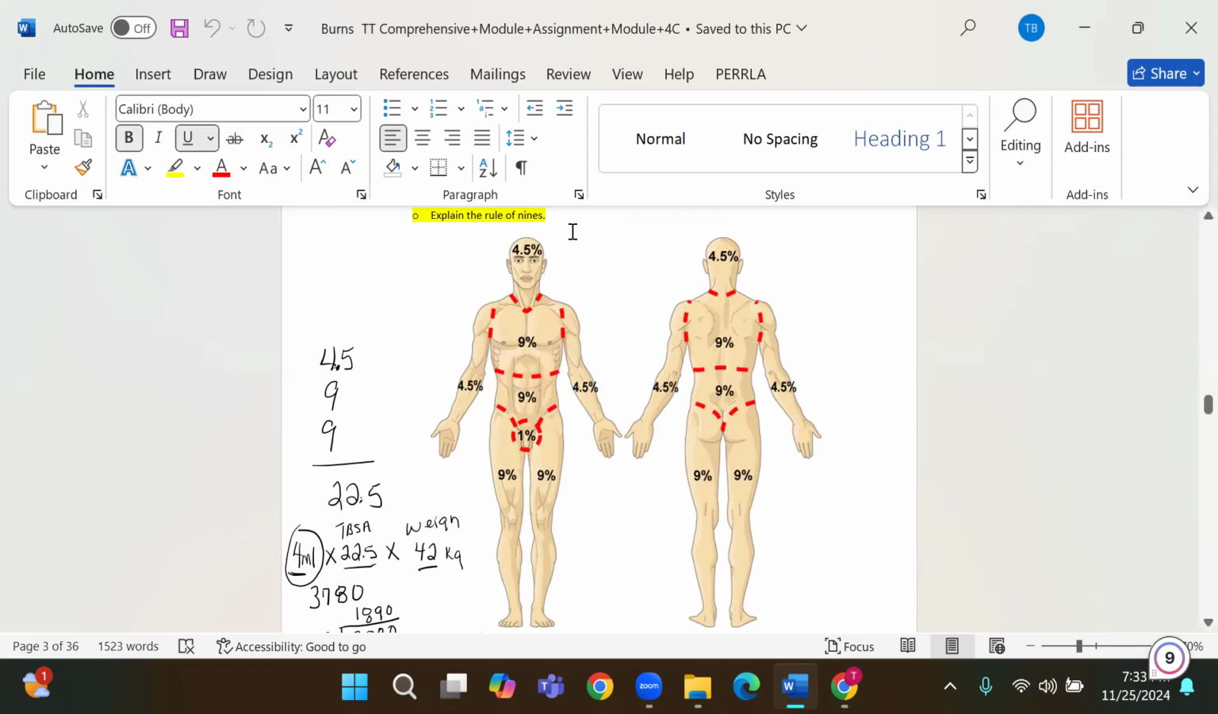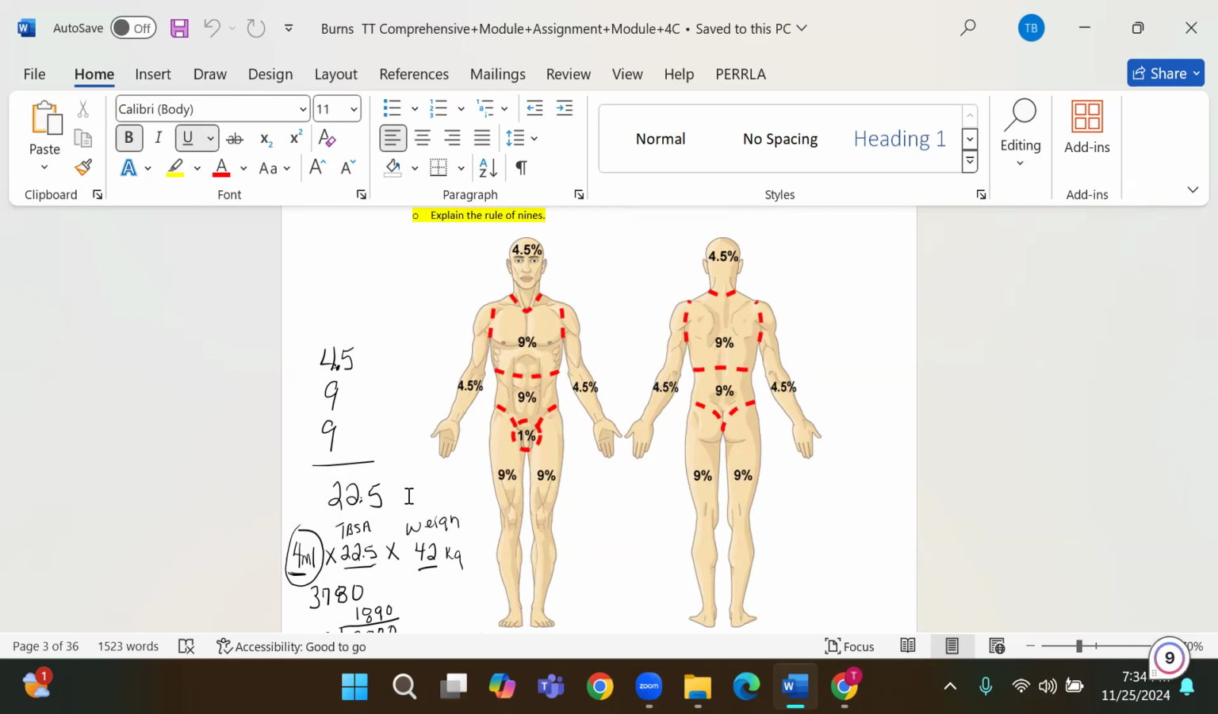So if we said the front of the face was burnt, we would go over here and put 4.5%. And if we said the upper torso, we'd put a 9. And then maybe it would say the front of the left leg. That would be 9. Okay. So what we would do is add those together and we would get 22.5%.